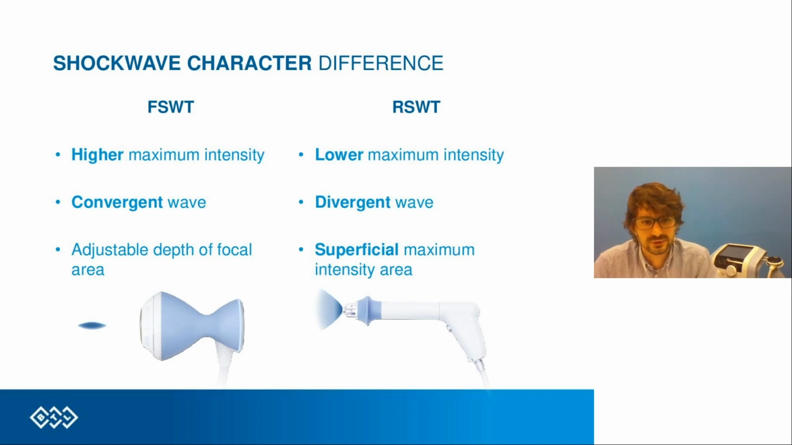Another difference is the shockwave character. Basically, what is the difference in the wave that is spreading out of these two respective devices? In general, the focused shockwave device has higher intensity. The maximum intensity is much higher in comparison with the radial shockwave. The shape of the wave is different. The focused shockwave has a focal or convergent wave, which means that with distance, it's getting smaller but stronger. The radial shockwave is the opposite. It's divergent, which means that with distance, it's getting wider and weaker.